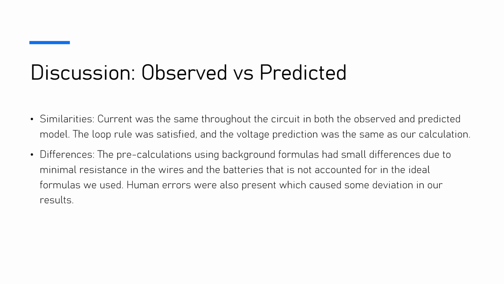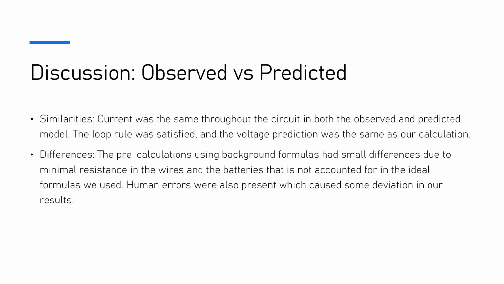The observed versus predicted results for this graph: the similarities were that the current was the same throughout the circuit in both the observed and predicted model. This means that the loop rule was satisfied and the voltage prediction was the same as our calculation. The differences were that the pre-calculations used background formulas that had small differences due to minimal resistance in the wires and the batteries that is not accounted for in the ideal formulas we used.